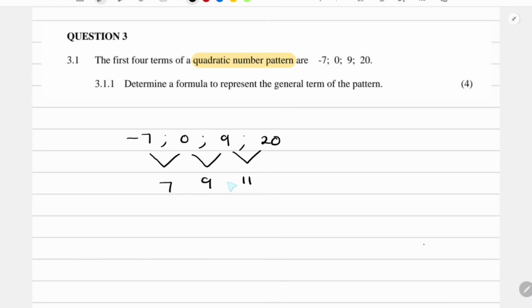So this is the first difference. And then we have to find the second difference. So we'll find that by saying 11 minus 9, which gives us 2. And then 9 minus 7 is 2. And you can see the second difference is constant.